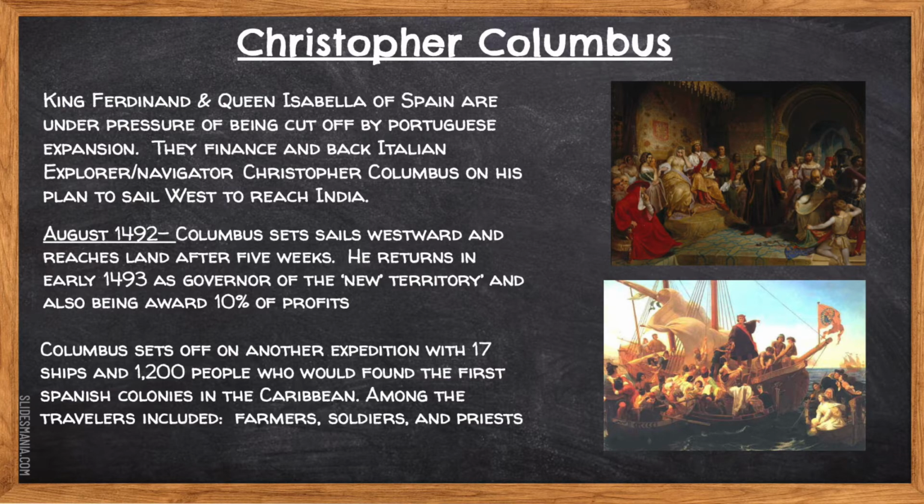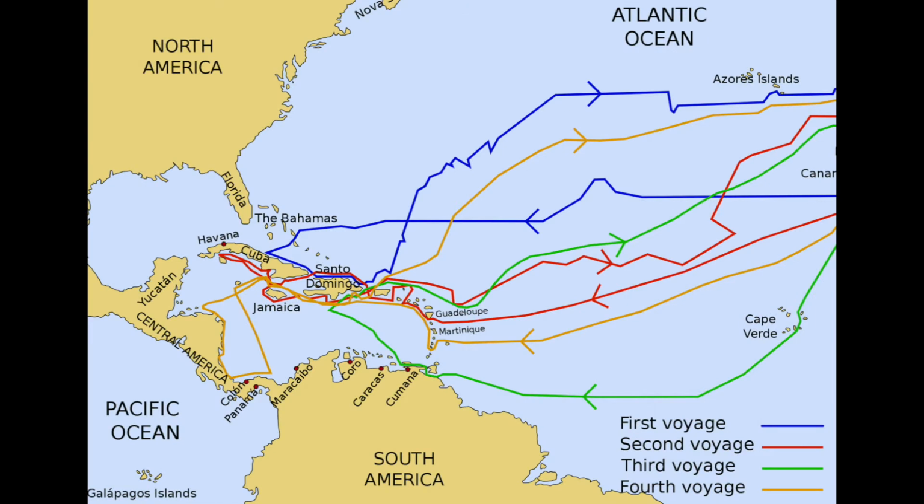Columbus then sets off on other expeditions with 17 ships totaling 1,200 people, and they would be the first to set up a permanent Spanish colony in the Caribbean. Among the people that joined Columbus included farmers, soldiers, and priests in order to convert natives to Christianity. When all said and done, Columbus makes 4 transatlantic voyages, and he traveled primarily around the Caribbean and the Bahamas, Cuba, and Santo Domingo and Jamaica.